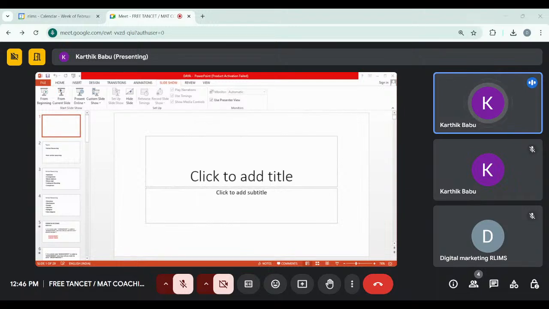Pattern number 1, model number 1. There are 2 models, model number 1 and model number 2. Model number 1 is same letters being repeated but in a different fashion. Model number 2 is different letters, but you have to find out what the fashion is. So this comes under model number 1.